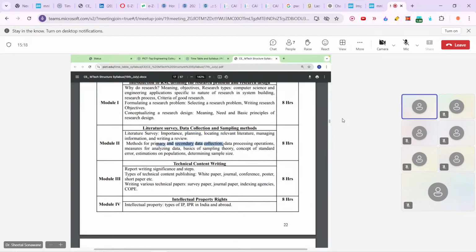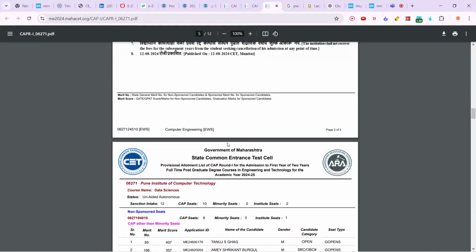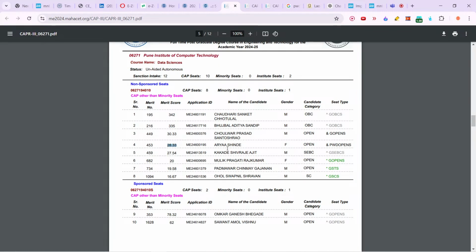Then methods of primary and secondary data collection. Whenever you need to develop a system, you need data, right? So from where do you get the data, what are the primary sources, what are the secondary sources? Is the data needed from real-time extraction, or do you have data already available with you? All these things you will learn in the second module.